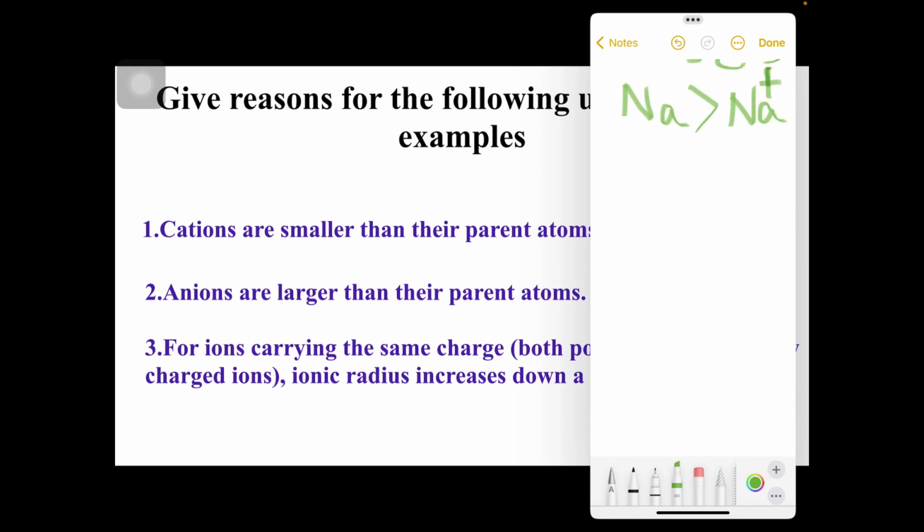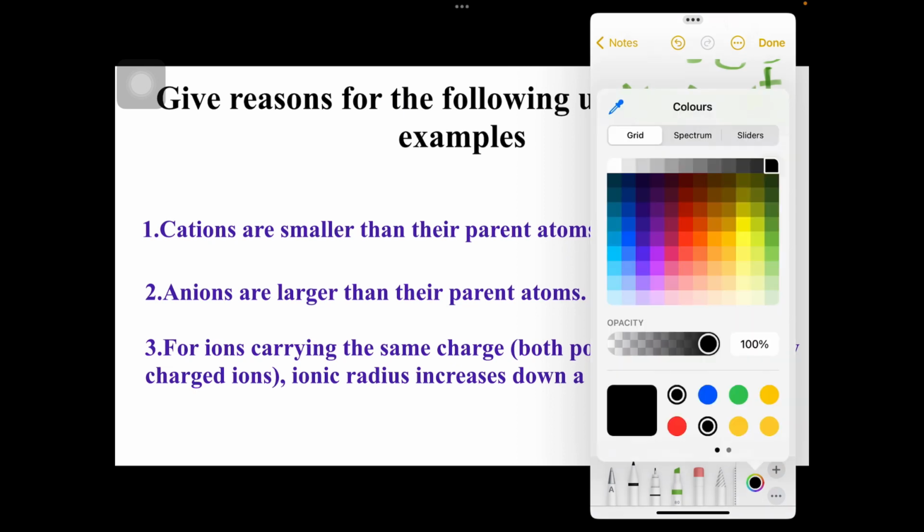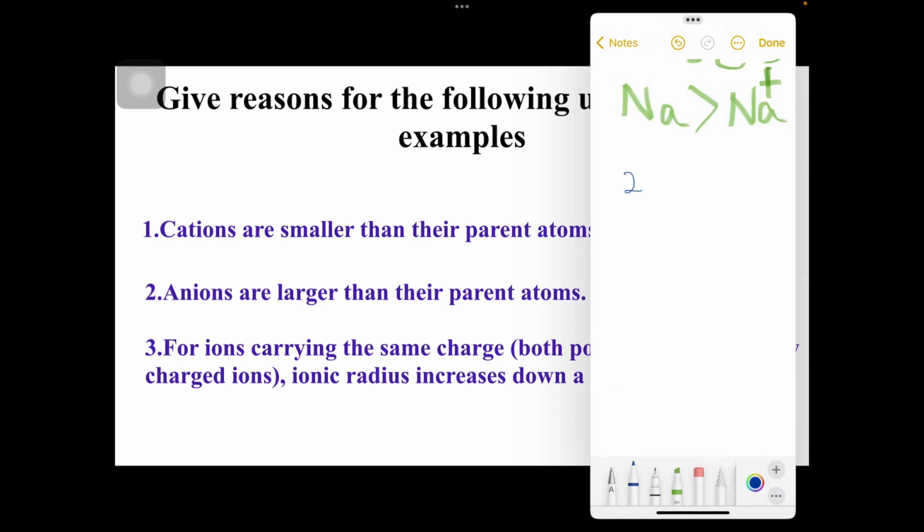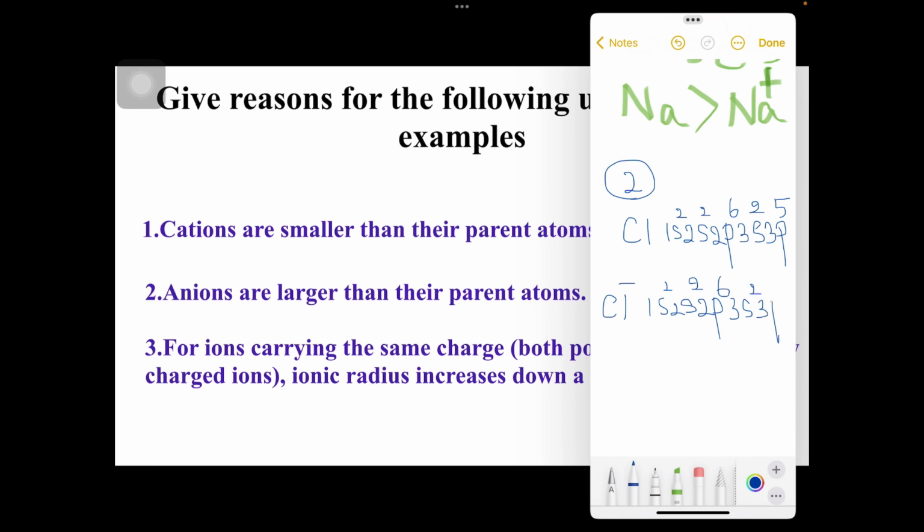Next, we will compare the anions. For this, we can take another example. We will just consider chlorine. It's 1s2, 2s2, 2p6, 3s2 and 3p5. And then for Cl minus, it is 1s2, 2s2, 2p6, 3s2 and 3p6.